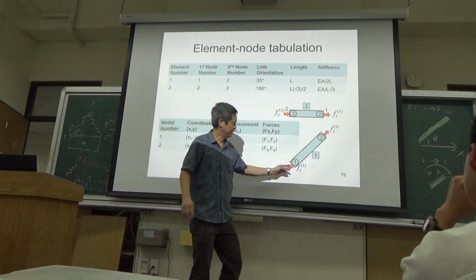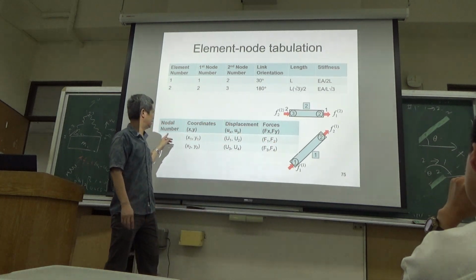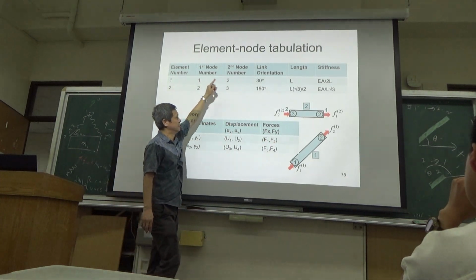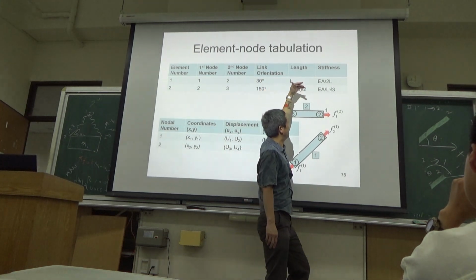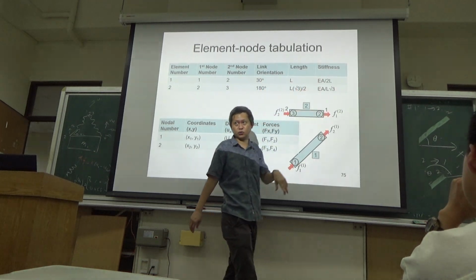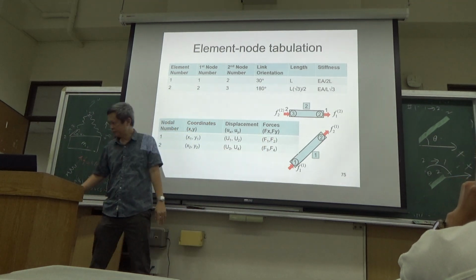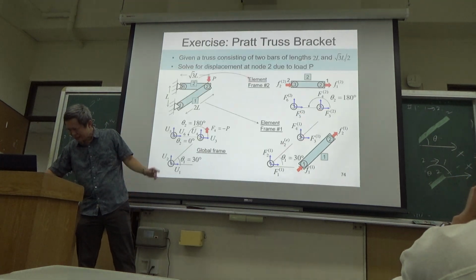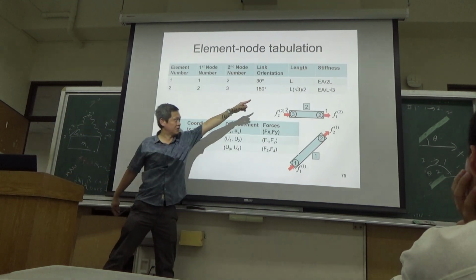The first one is knot 1 to knot 2. It has a property here: it is above horizon by 30 degrees. It has a length L, it has a stiffness of EA over 2L. Depending on how you define it, I define this 2L, so this is divided by 2L.